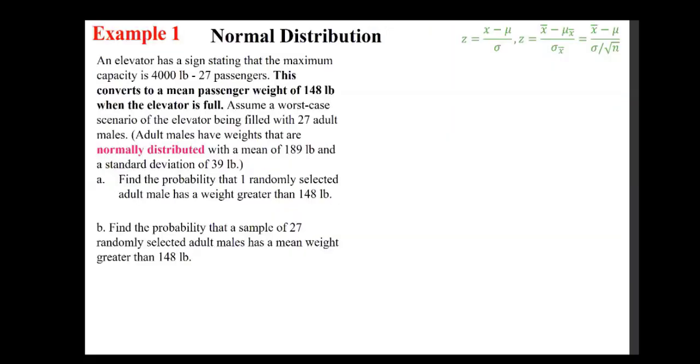An elevator has a sign stating that the maximum capacity is 4,000 pounds, 27 passengers. This converts to a mean passenger weight of 148 pounds when the elevator is full. Assume a worst-case scenario of the elevator being filled with 27 adult males. Adult males have weights that are normally distributed with a mean of 189 pounds and a standard deviation of 39 pounds. A. Find the probability that one randomly selected adult male has a weight greater than 148 pounds. And B. Find the probability that a sample of 27 randomly selected adult males has a mean weight greater than 148 pounds. The idea behind this is very simple.